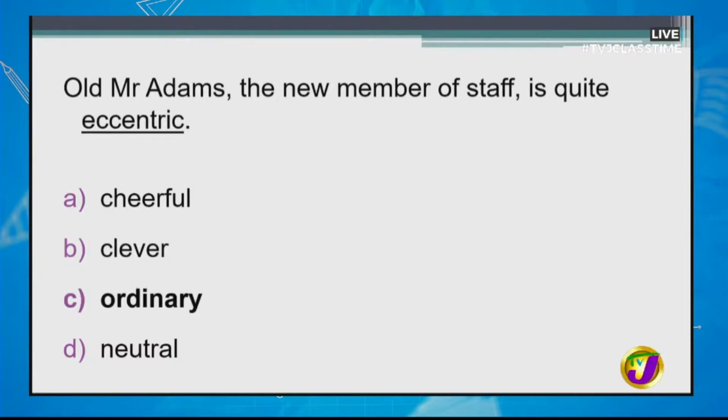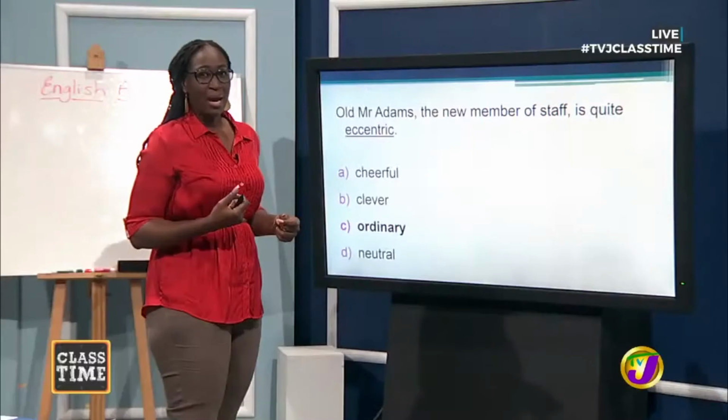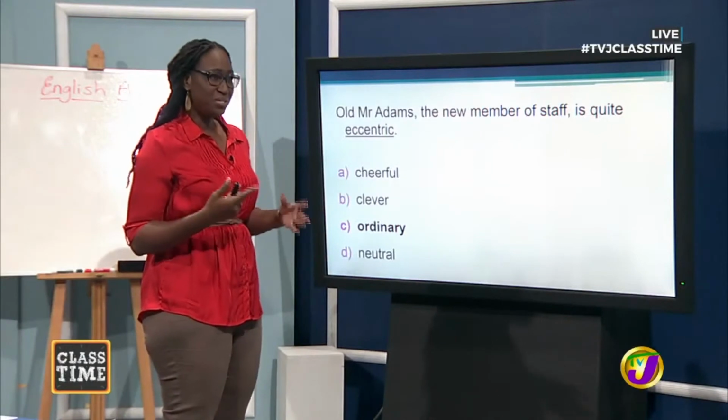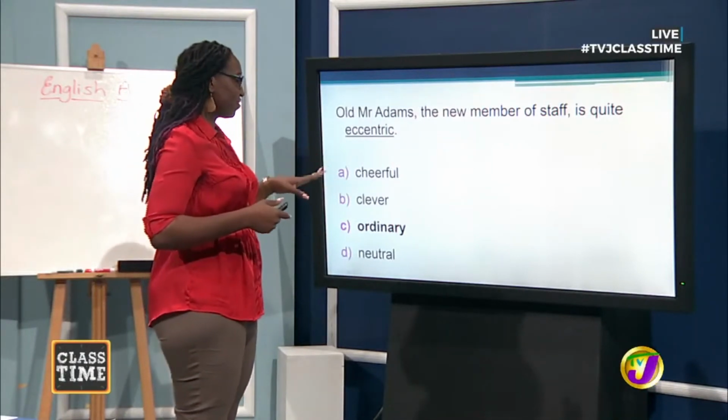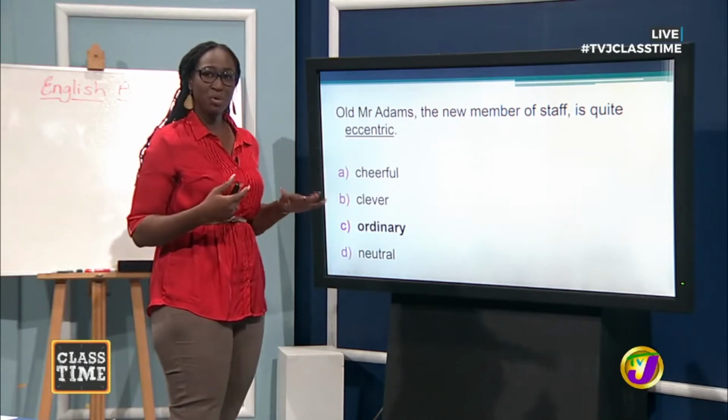Someone who is ordinary. So someone who is eccentric is usually different in a very different type of way. They have different quirks. They have different outlooks on life. They do things in an unusual way. But if you're not eccentric, that means you're basically ordinary. You're normal. Now, you might have thought neutral, but think about it.